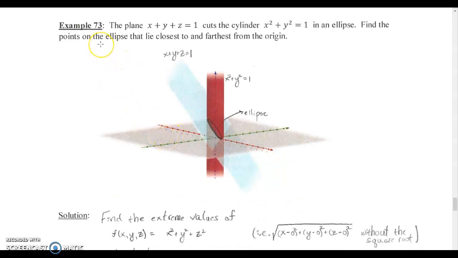Okay, so as far as example 73, the plane x plus y plus z equals 1 cuts the cylinder x squared plus y squared equals 1 in an ellipse. So you can see the plane right here, and then you can see the cylinder, and then you can see that the plane cuts the cylinder in this ellipse right here. So we want to find the points on the ellipse that lie closest to and farthest from the origin.